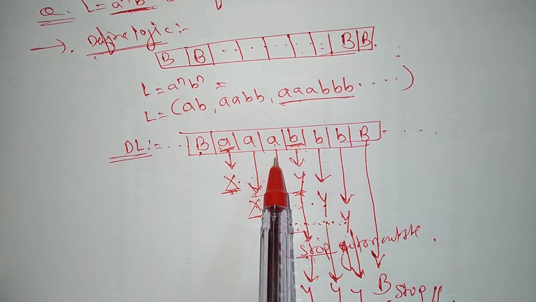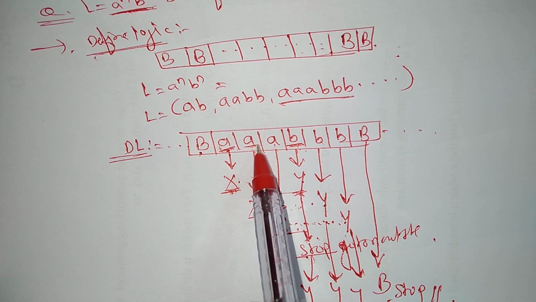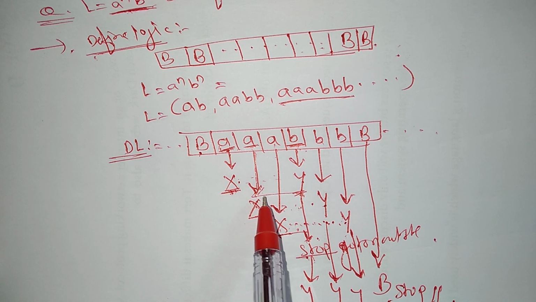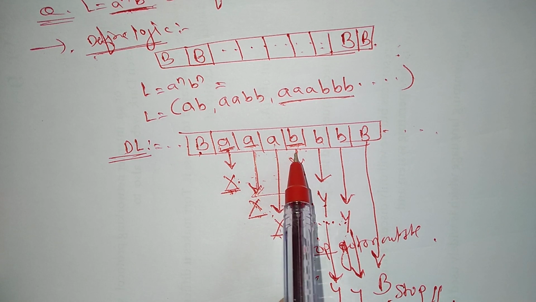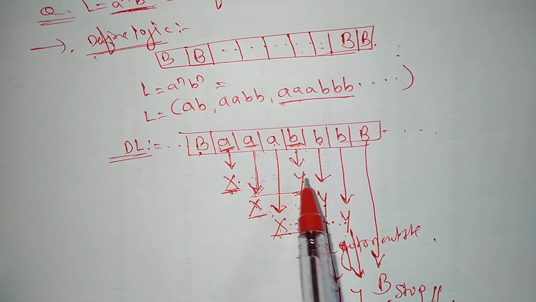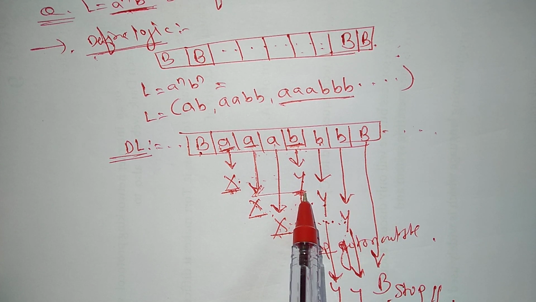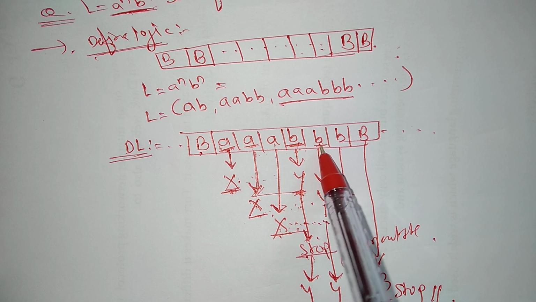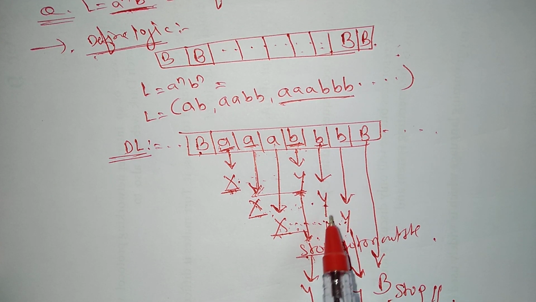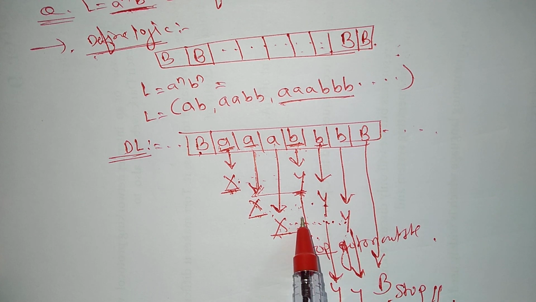Now in the right side, whenever first a occurs, it will replace with x. Now it will move to the right side. It will wait till first b. This b will not be there because we have replaced it with y, so this b will be the first b. It will be replaced with y. As soon as it is replaced with y, come to left side.